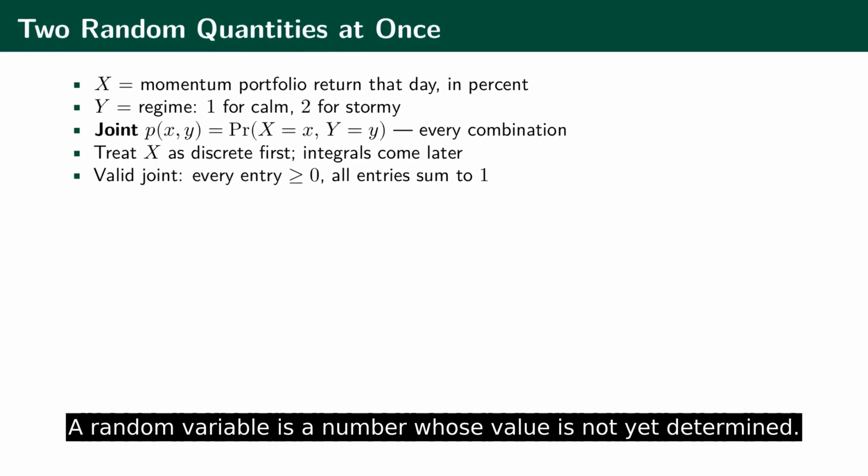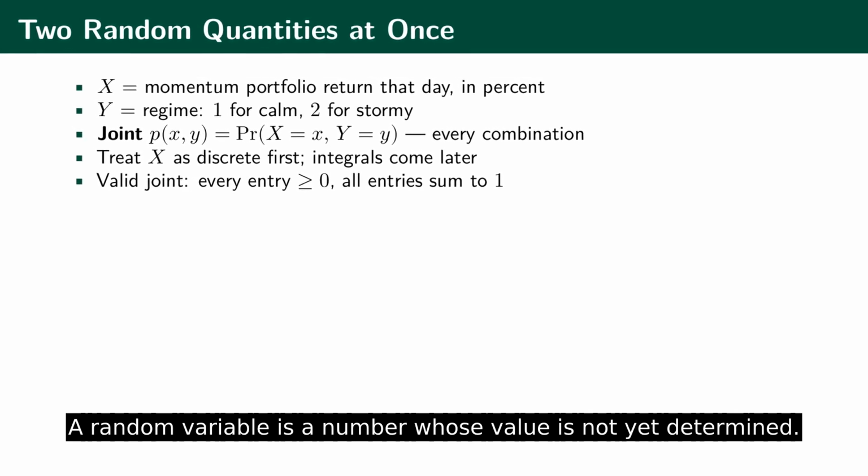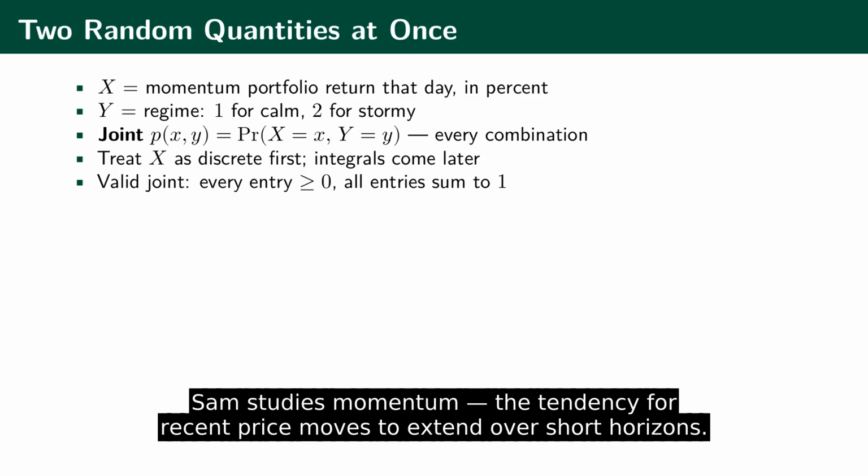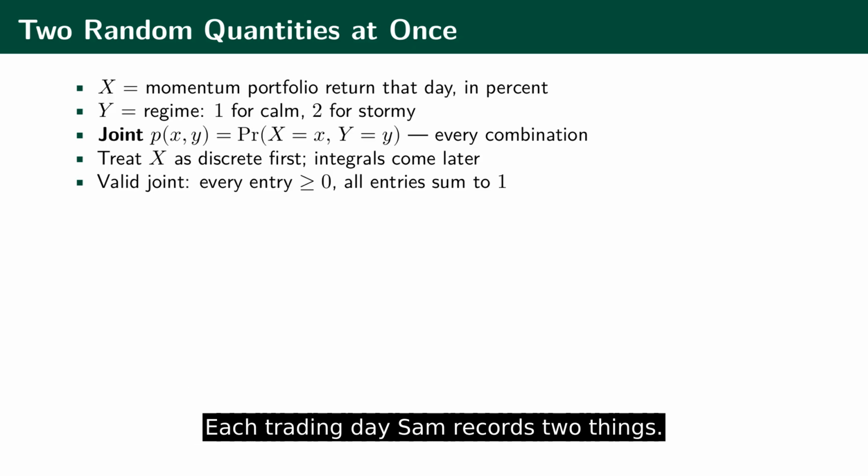A random variable is a number whose value is not yet determined. We write random variables with capital letters, capital X and capital Y, and specific values with lowercase. Sam studies momentum, the tendency for recent price moves to extend over short horizons.